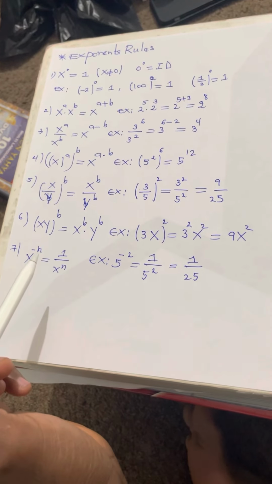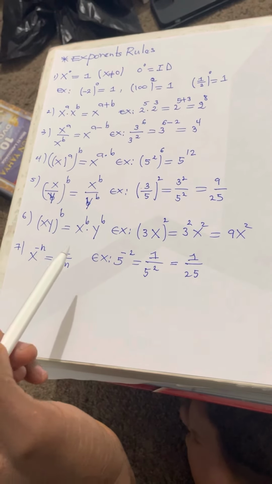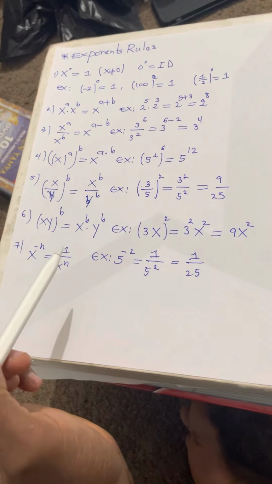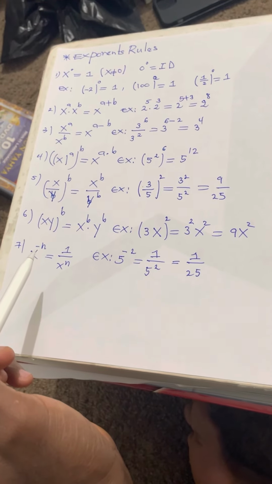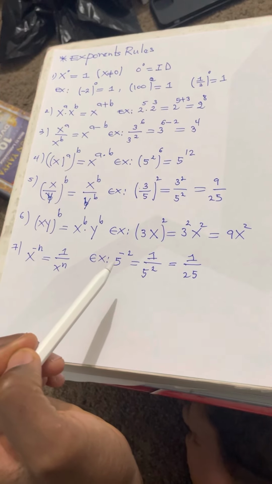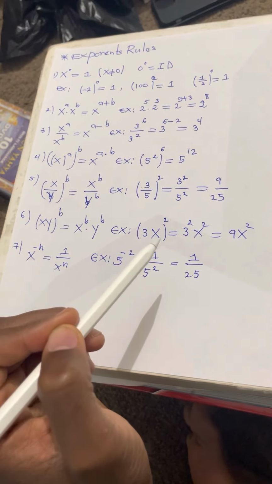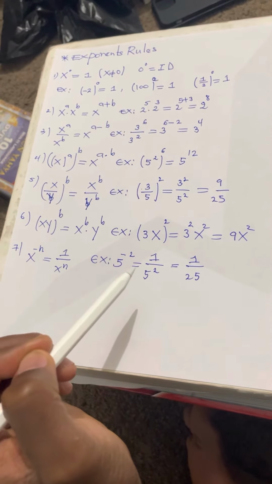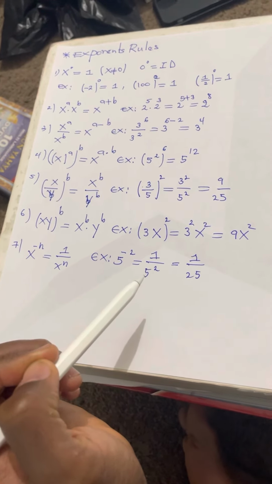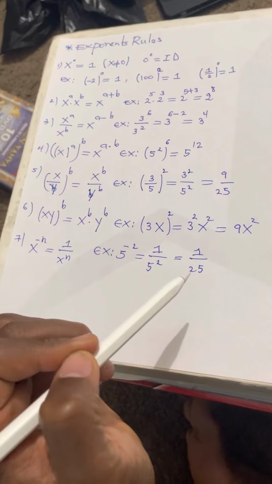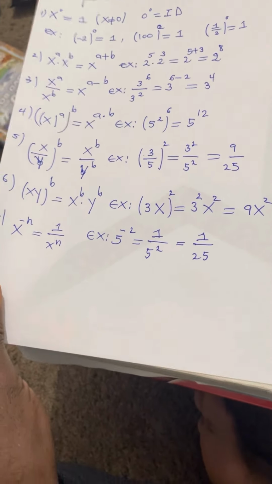But if you have a negative exponent, how do you change it to a positive? You go 1 over the same guy, but without the negative sign. For example, I have 5 to the power minus 2. I will go 1 over the same guy without the minus sign. It's going to be 1 over 5 to the power 2, which is 1 over 25.